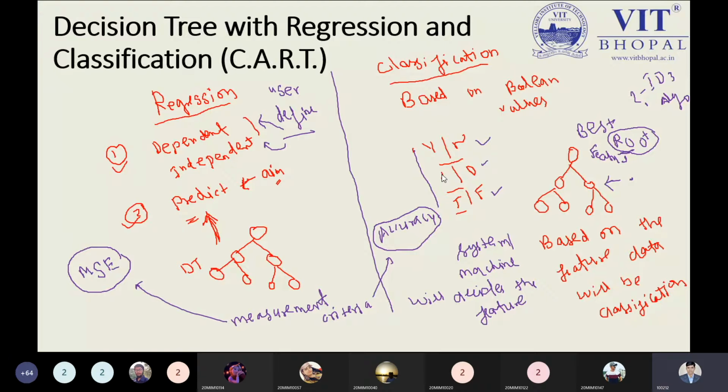Now, with this slide, the concept is clear. Is it clear? The example of this CART method, the decision tree, is the best example. Is it clear to all right now? Yes, sir. Any doubts so far, students? You can ask me right now. No, sir, no doubt. Okay, good.